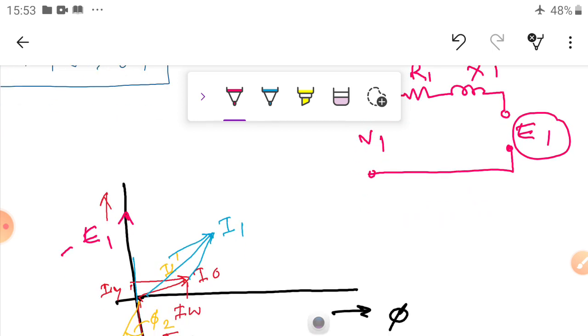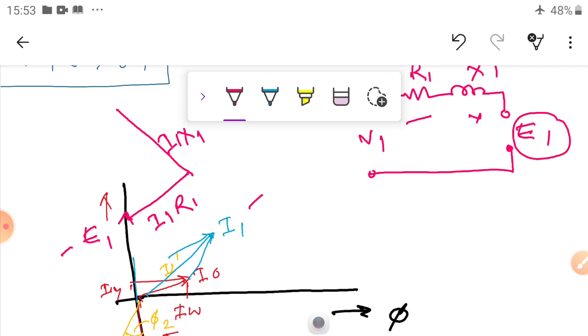Now what is the current flowing here? Same, in phase. What is the current direction of I1? This direction. So similarly, write this one: the I1 R1 current. And this X1 is at 90 degrees, perpendicular here. So this is I1 X1.